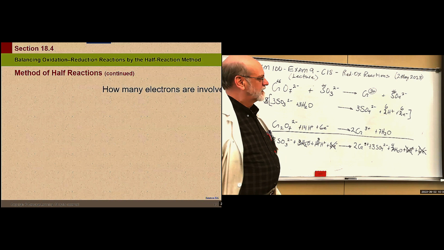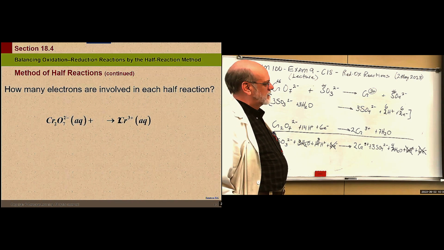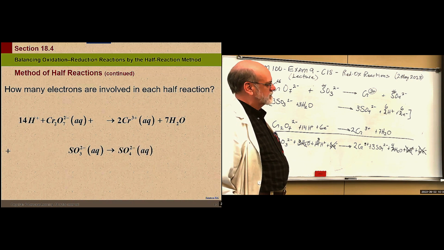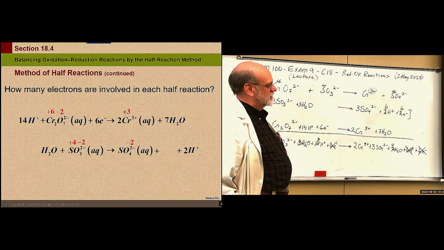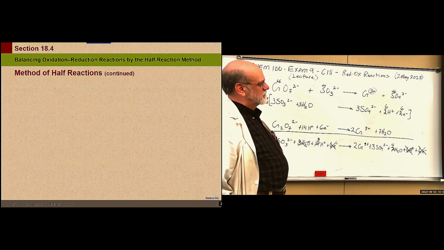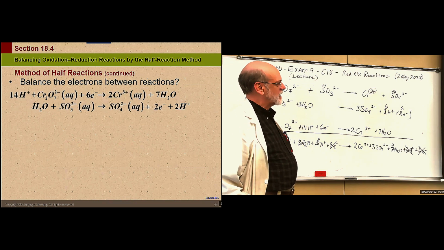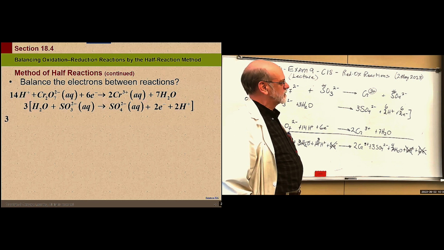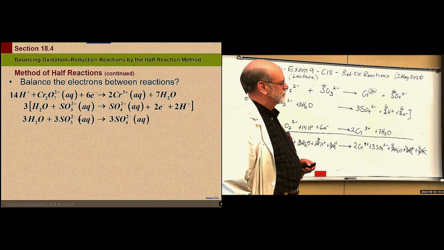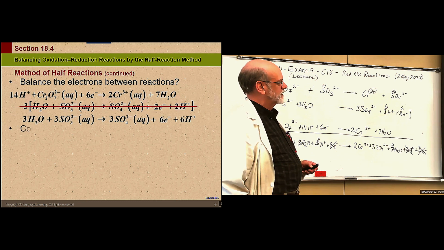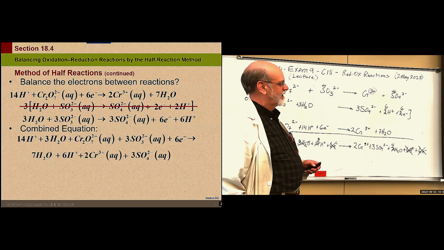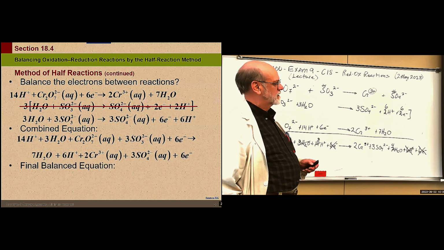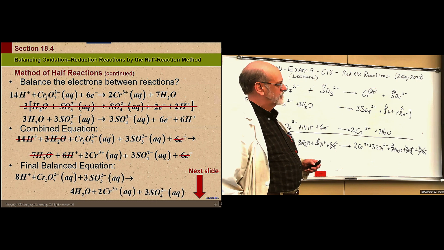Next slide. Now we balance the electrons next. There we go, six electrons there. Two there. So we need our multiplier to reconcile the number of electrons, right? Three times that one. Now we can add them together. And cancel terms.